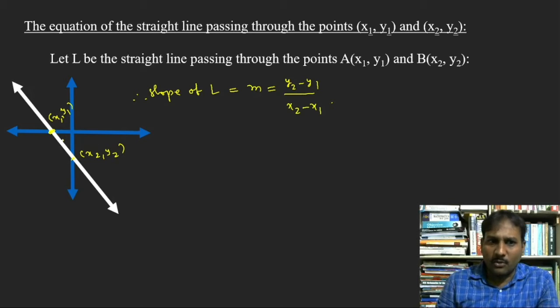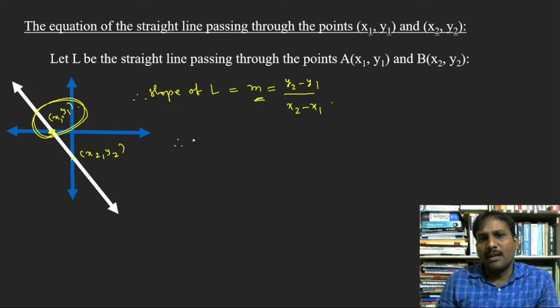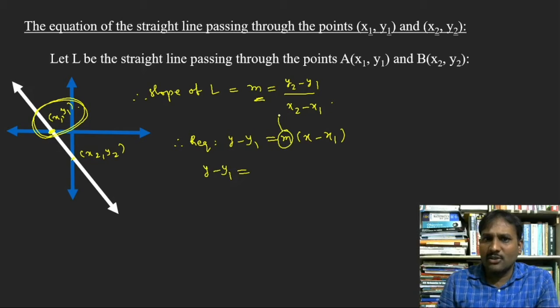Now we know the slope of the line and assume that it is passing through x1 y1 only. So therefore we can say that it is passing through x1 y1 and with slope m. What is the required equation now? y minus y1 is equal to m into x minus x1. That is y minus y1 is equal to, what is the slope of this line?